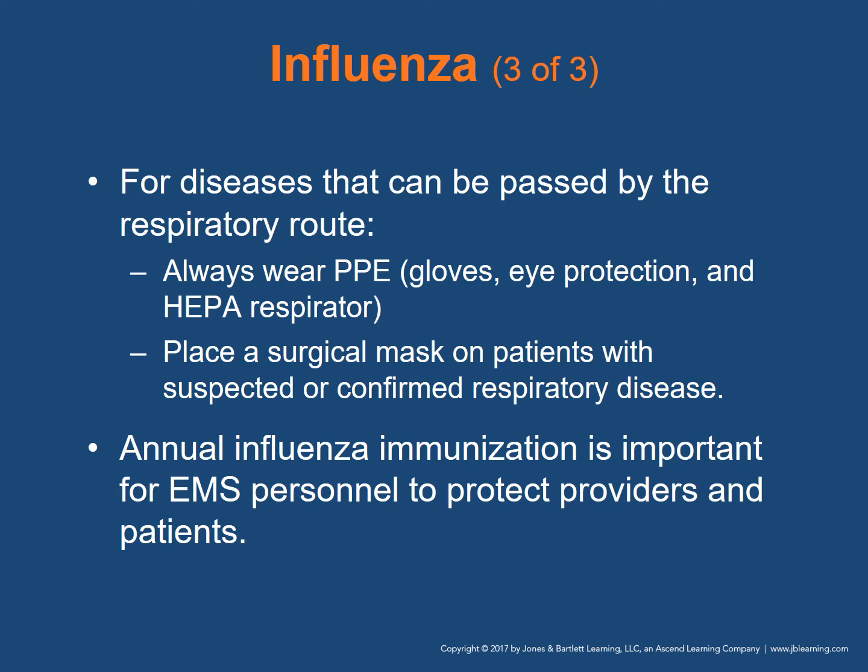Anything that can be passed by the respiratory route, so influenza and coronavirus, you've got to protect yourself. This starts by placing a surgical mask or a non-rebreather on your patient, and then wearing appropriate PPE for yourself. So gloves and eye protection, and if you have it, a fit-tested N95 mask. It's also important to consider getting the flu vaccine. And while it's not going to protect you from all of the strains, it is going to be based on whatever the highest rate of flu strain was found in the previous year. So it is a tool that's out there to help protect your immune system.